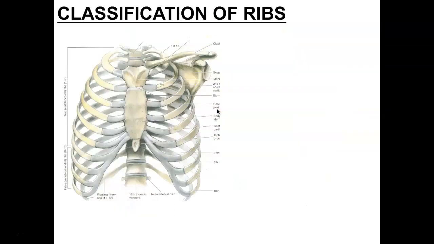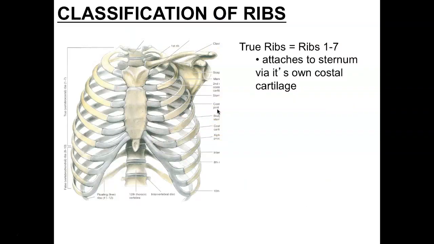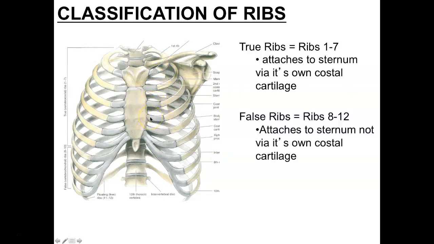So let's classify each of these ribs. We have our true ribs, which will be ribs 1 through 7. And the definition of a true rib is that it attaches to the sternum via its own costal cartilage. So you can see these costal cartilages in gray here. And remember, that's made up of hyaline cartilage.